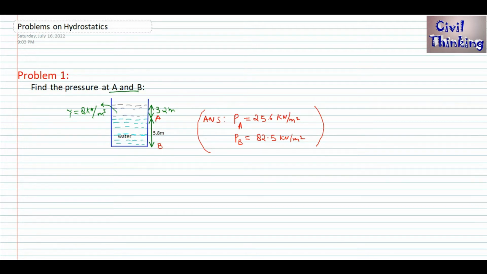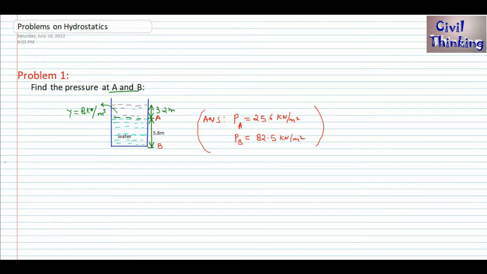These are the two points A and B in a tank. The water is stationary in this tank. Actually, there are two materials. From 0 to 5.8 meters height there is water, and above this is some unknown fluid which has a unit weight of 8 kilonewton per meter cube. We don't know what fluid this is, but we know its unit weight, and the height of this unknown fluid is 3.2 meters. We have to find the pressure at A and B.